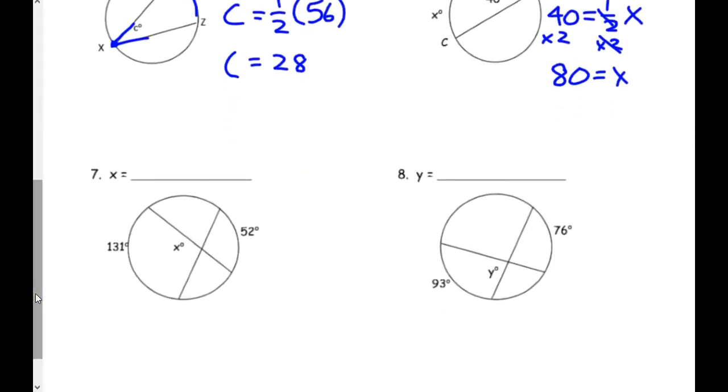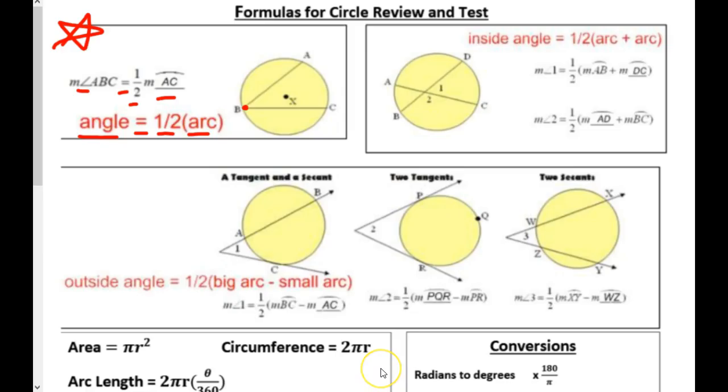Okay, 7 and 8. So this time I see an angle on the inside with 2 intercepted arcs. Okay? So what I'm going to do is go back to that formula chart and look for that. Where do I see some? Oh, I see something like that up here. I see an inside angle, right? Angle 1 right here. And that's supposed to be equal to half arc plus arc. And that's what these two things are saying right here.